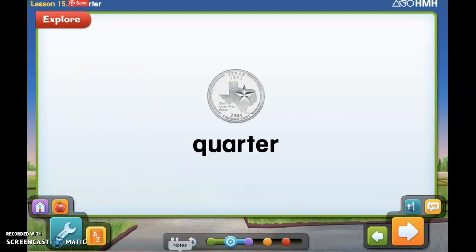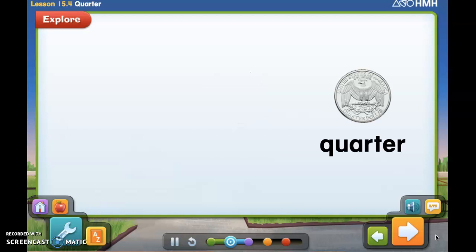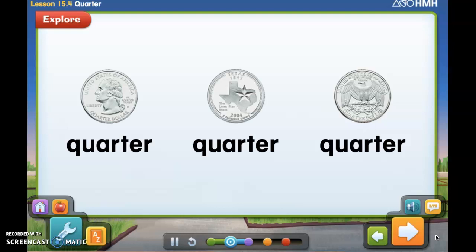This quarter has a picture of Texas on the back, but there are also quarters with pictures of other states or national parks. Other quarters may have a picture of an eagle. Even if the pictures are different, every quarter has the same size, shape, and color. The edges are also bumpy. You can use all of this information to tell if a coin is a quarter.